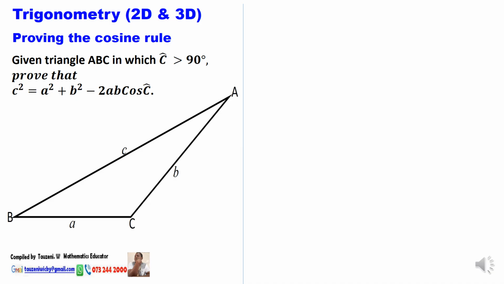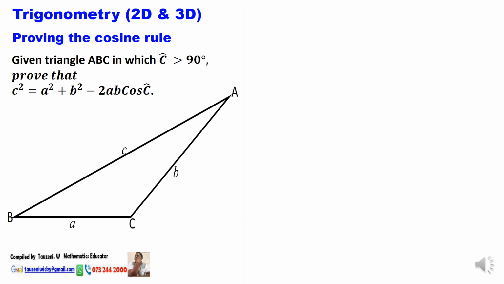Given triangle ABC, in which angle C is bigger than 90 degrees, prove that c squared is equal to a squared plus b squared minus 2ab cos C. Angle C is bigger than 90 degrees means the triangle is an obtuse angled triangle.